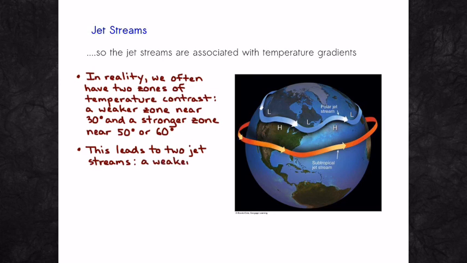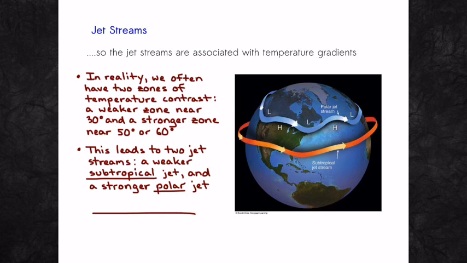The weaker one, the one associated with the weaker temperature contrast near 30 degrees, is called the subtropical jet. So you have a weaker subtropical jet. And then the one associated with the stronger temperature contrast further north, that's called the polar jet. That one's going to be stronger because there's a stronger temperature contrast. So you have a weaker subtropical jet and a stronger polar jet.